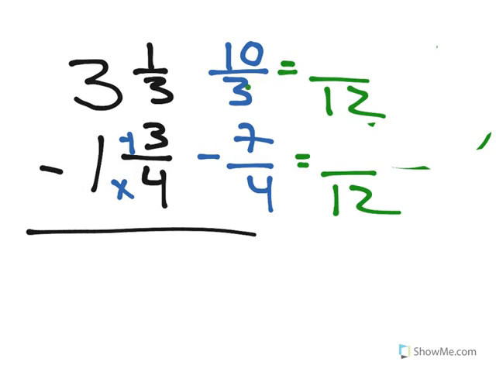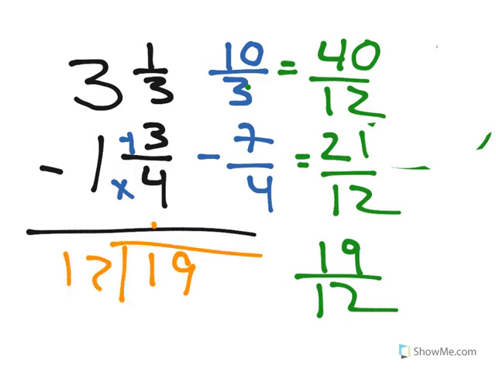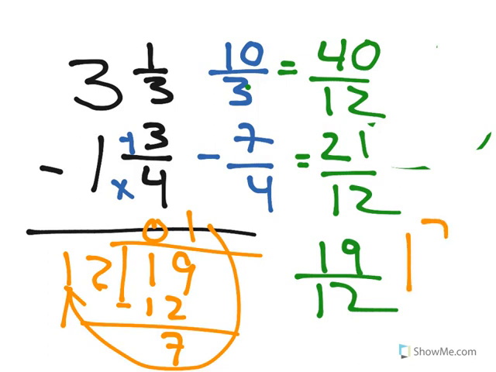So I know that 3 times 4 is 12, so 10 times 4 must be 40. I know 4 times 3 is 12, and 7 times 3 is 21. So at this point, if I subtract, I get 19 twelfths. Now 19 twelfths is an improper fraction, so if I divide it, 12 will go into 12 once, 12 will go into 19 1 time, so I get 1 7/12 because I go clockwise. So my answer is 1 7/12 for that problem.